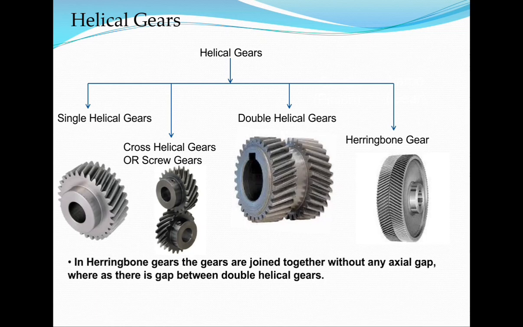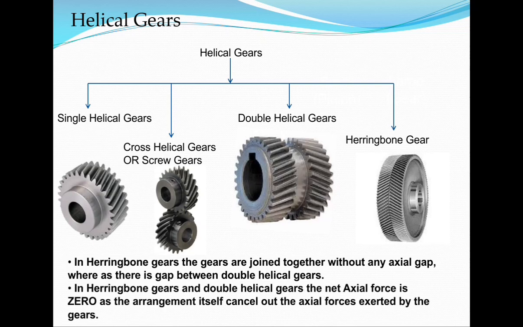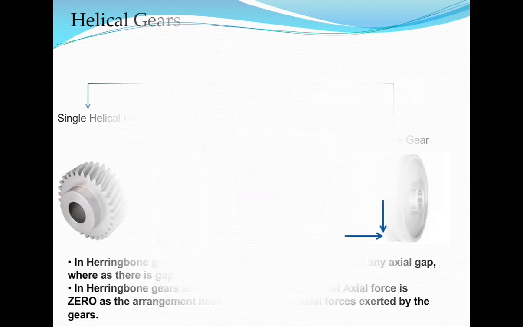See, in herringbone gears, the gears are joined together without any axial gap, as I said, whereas there is a gap between double helical type gears. However, in herringbone gears and the double helical gears, the net axial force is zero, because from this arrangement itself, whatever the axial force exerted by one gear will cancel out the axial force exerted by another gear. So now we move to the bevel gear section.